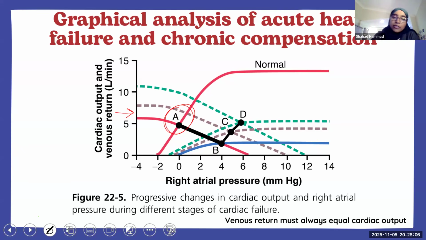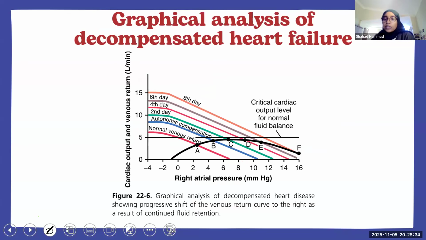Okay, so again, we have our starting point A. The patient goes into cardiac failure to point B. The heart and the body start to react, increasing sympathetic stimulation. So we reach point C. And then chronically, the kidneys and the hormones will start to kick in, increasing fluid retention to point D. And we're back at our baseline point of 5 liters per minute at the expense of an increased atrial pressure.